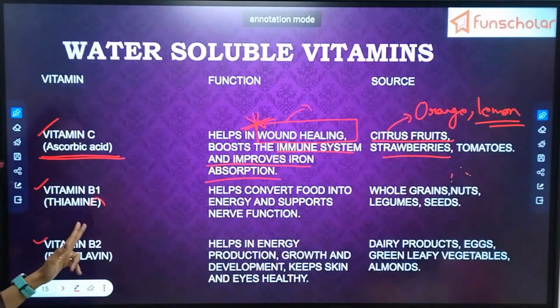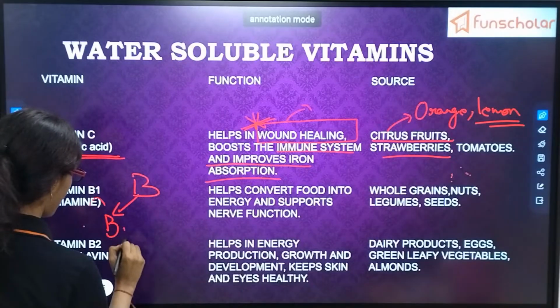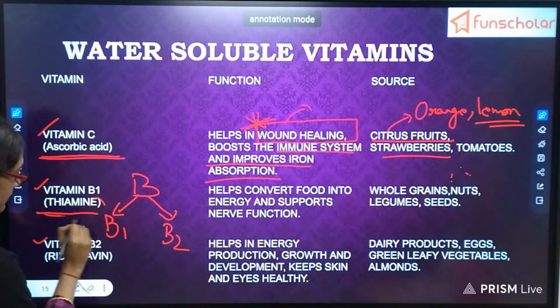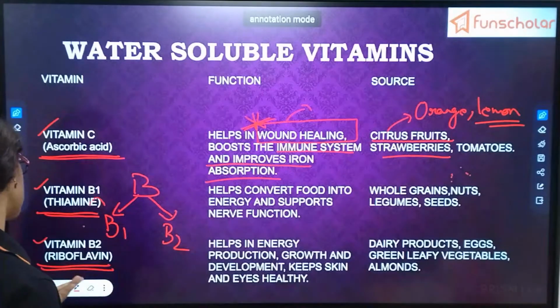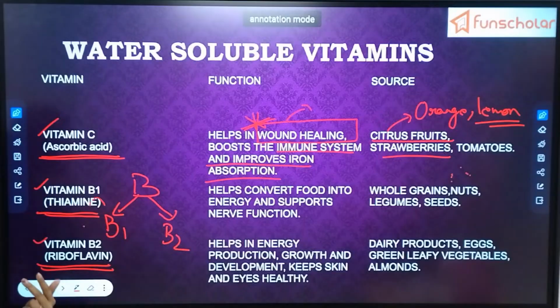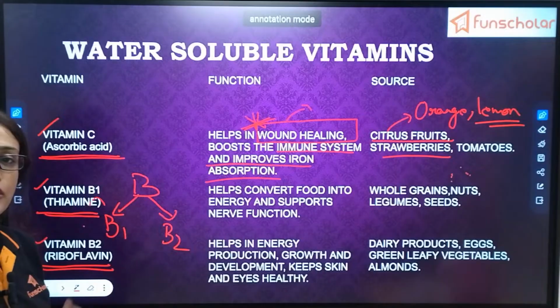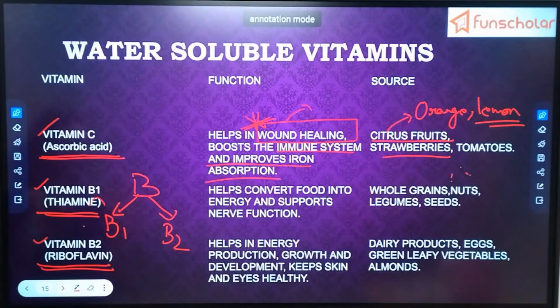Now, vitamin B is divided into two parts, vitamin B1 and B2. B1 is known as thiamine and B2 is known as riboflavin. Okay, you have to memorize the scientific names because there is no other option. They may ask you, instead of vitamin C, what is the function of ascorbic acid? If you don't know that ascorbic acid is vitamin C, you won't be able to write it. So please do learn all the scientific names.